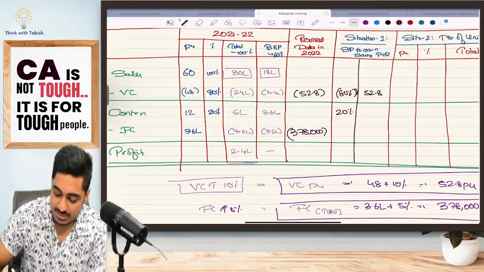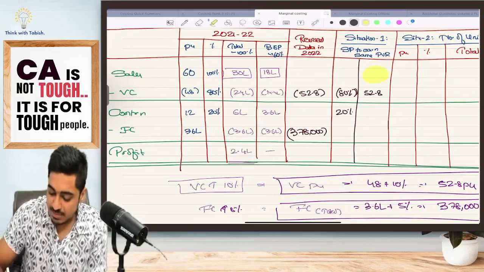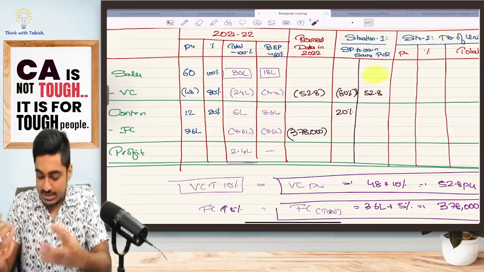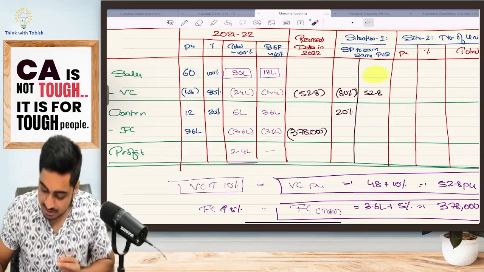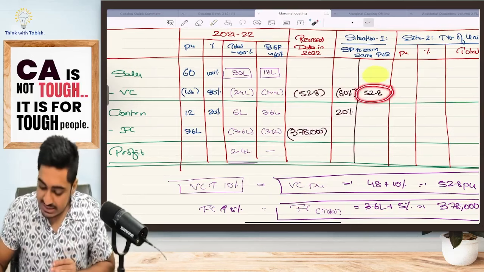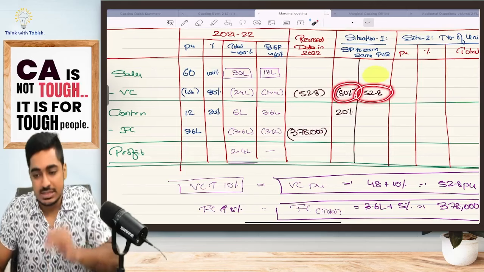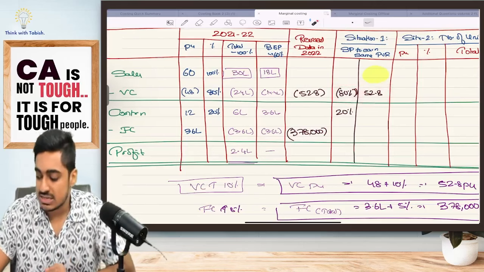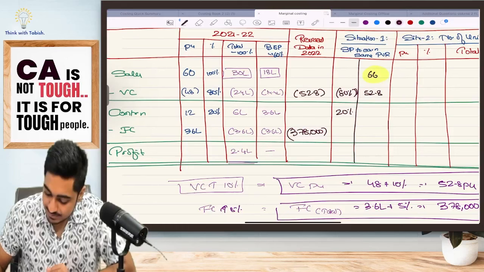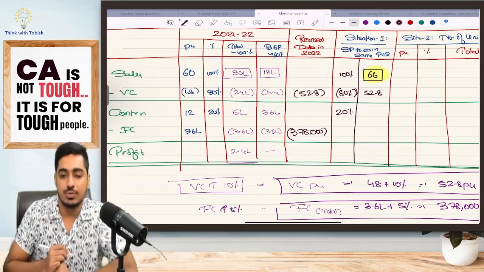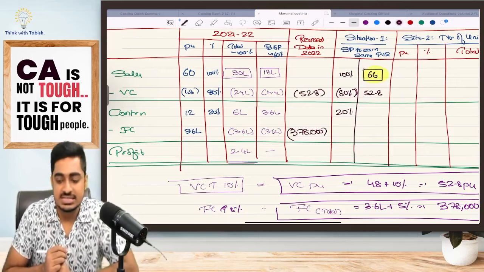That means what should be my selling price, students? Simple. Current year, my variable cost is 52.8 per unit, and the question is telling that it is 80% of sale. That means how much should be my sale? 52.8 divided by 80%. Should it not be 66 rupees, everyone? Give me a confirmation. Yes or no? Is this clear, everyone?